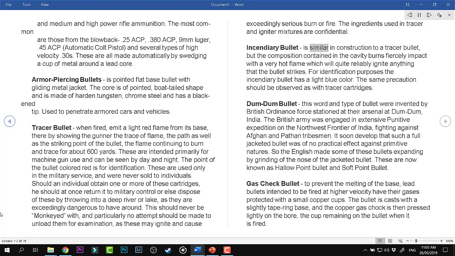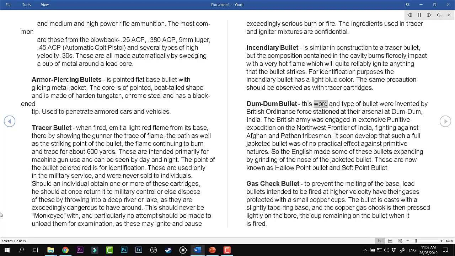Incendiary bullet is similar in construction to a tracer bullet, but the composition contained in the cavity burns fiercely on impact with a very hot flame which will quite reliably ignite anything that the bullet strikes. For identification purposes, the incendiary bullet has a light blue color. The same precaution should be observed as with tracer cartridges.